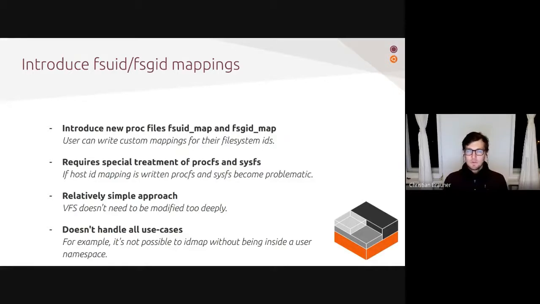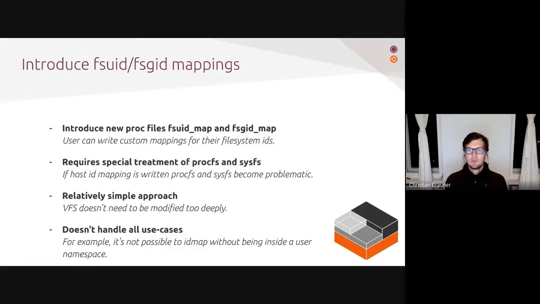One option we pursued last year, which would have been an easier solution, is to introduce new proc files in addition to UIDMap and GIDMap: FSUIDMap and FSGIDMap, that would let you create independent mappings for your FSUID and FSGID, which are the IDs that actually count when you create files on disk for most file systems. And so the idea was that users can write custom mappings for their file system IDs.